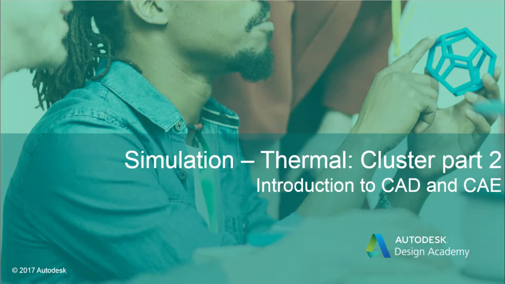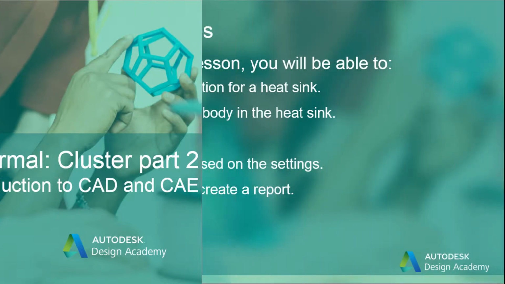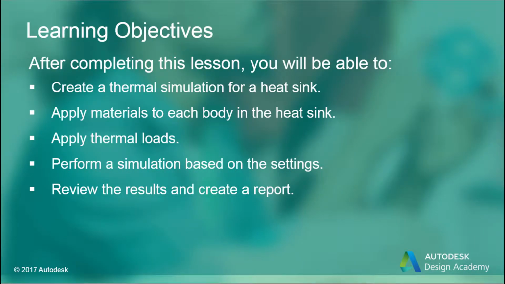Welcome to the Introduction to CAD and CAE. In Simulation Thermal Part 2, you review whether a heatsink reduces the temperature from a heat source to an acceptable level. After completing this lesson, you'll be able to create a thermal simulation for a heatsink, apply materials to each body in the heatsink, apply thermal loads, perform a simulation based on the settings, then review the results and create a report.